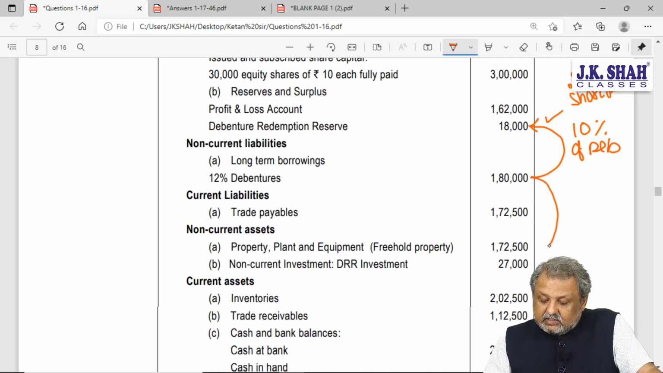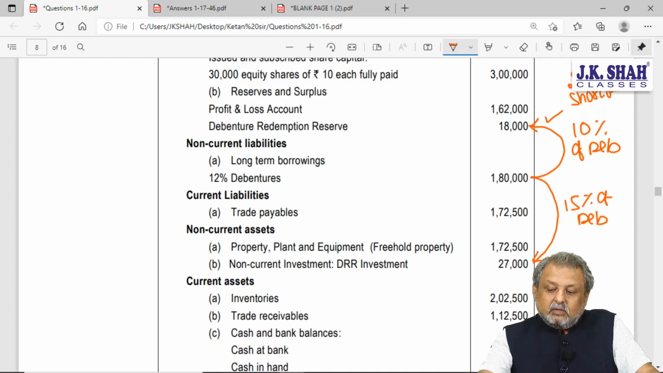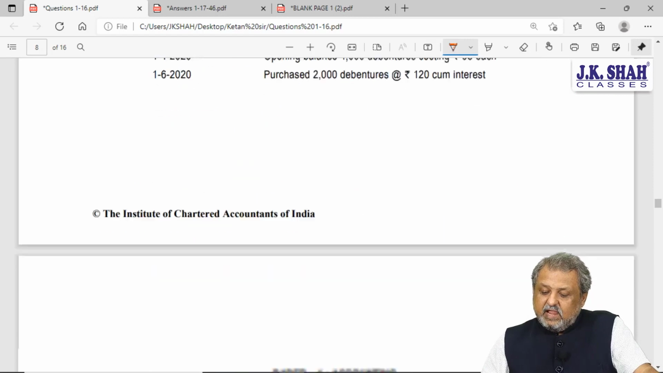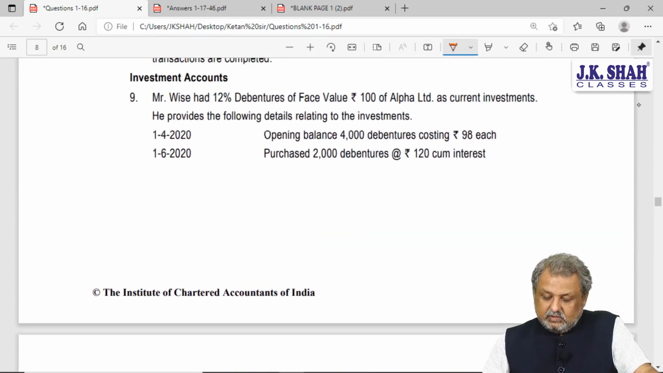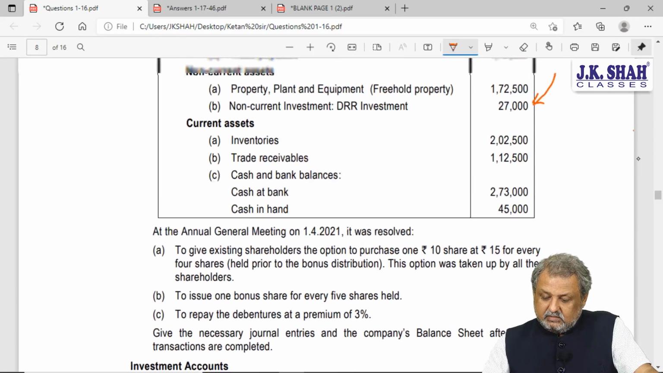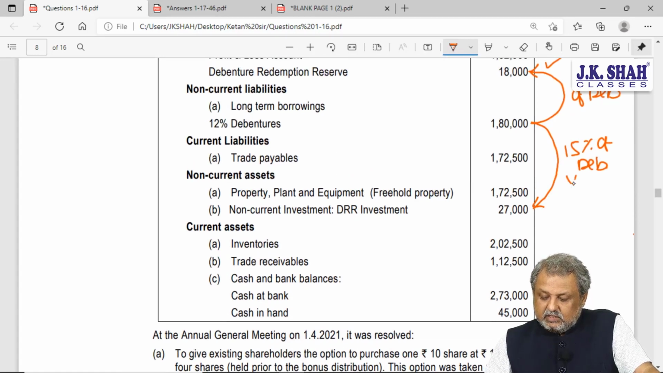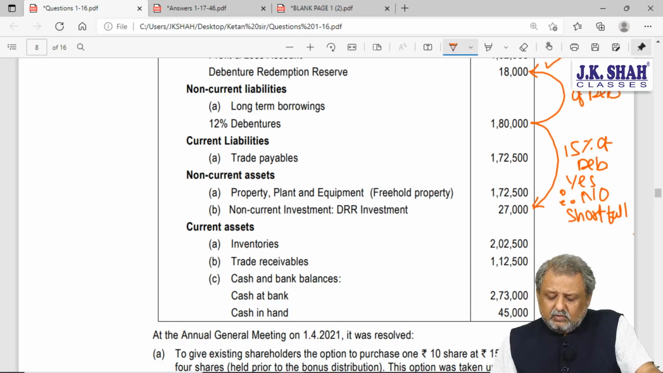So check, is this 15% of debenture? 1,80,000 into 15%, 27,000. Oh yes. Therefore, no shortfall. Good. Then you are having current assets, inventory, receivables, this, that, and everything.